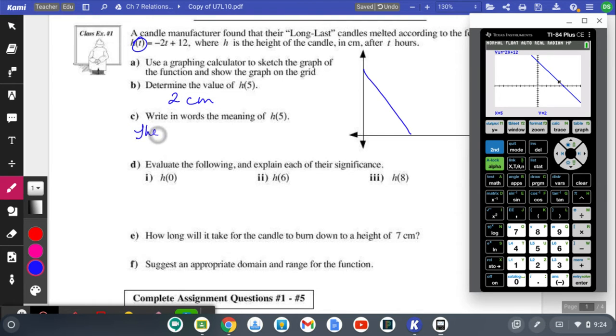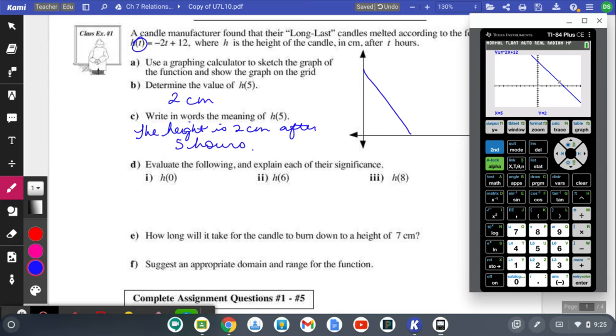The height is 2 centimeters after 5 hours. You must talk to me about both things. Don't just say the height of the candle. If I ask you about a specific point, I want you to tell me about both axes. One is about time and one is about height. Understand? Mention both.